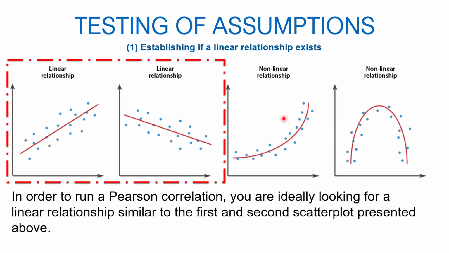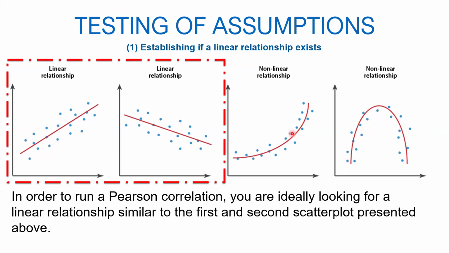What we see on the next two illustrations is a non-linear relationship because there is a curve trend. In the fourth diagram, it's also non-linear because the trend goes up in this part of the diagram and then it goes down. If you look at this, it's parabolic in nature. So these two do not exhibit a linear relationship, but a non-linear relationship.